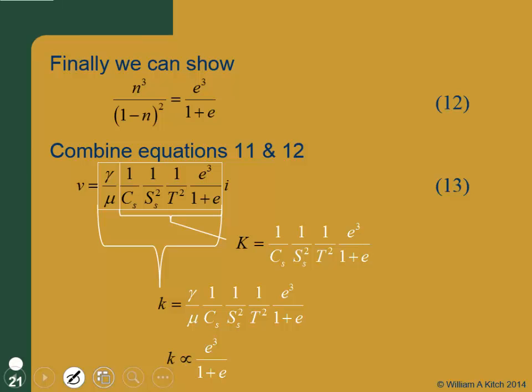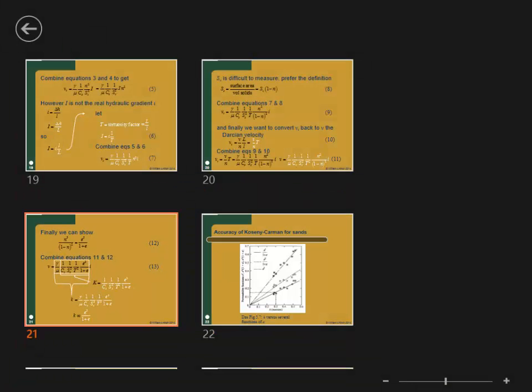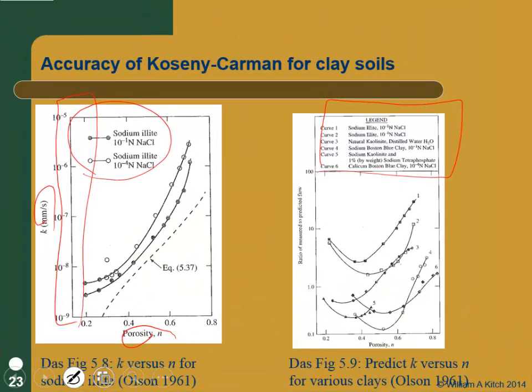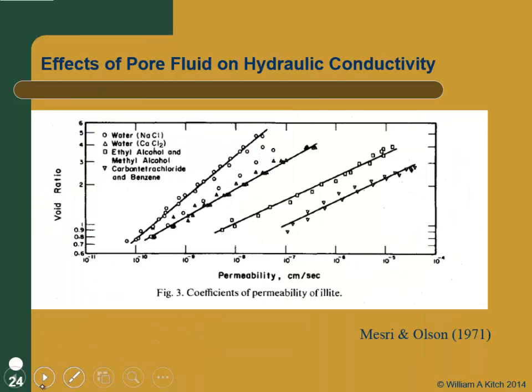So the Kozeny-Carman equation looks like it might work pretty well for coarse-grained soils, but it doesn't look like it works for fine-grained soils. And this is from Mesri and Olson, which you're going to read. And this is an even more dramatic effect.